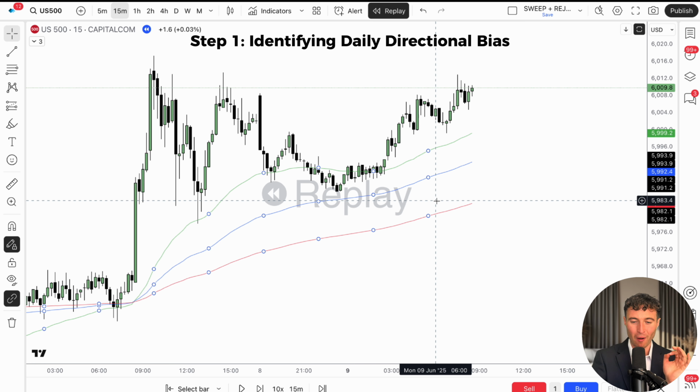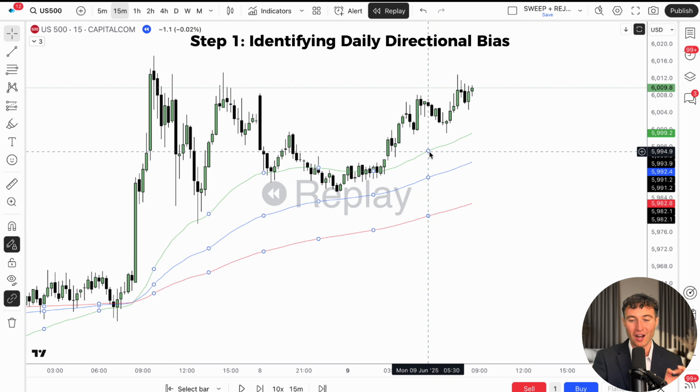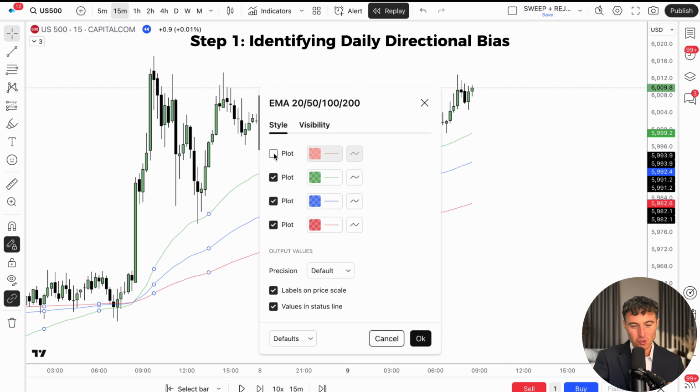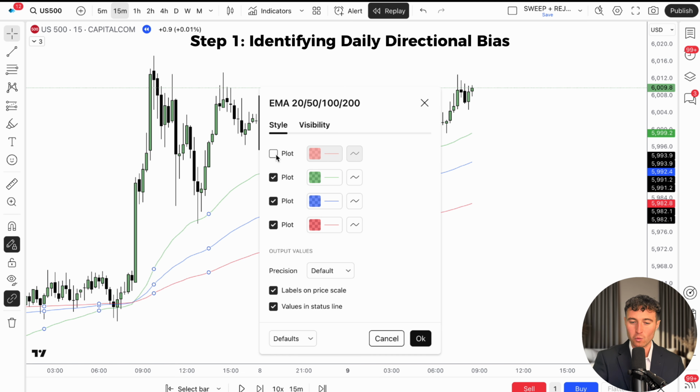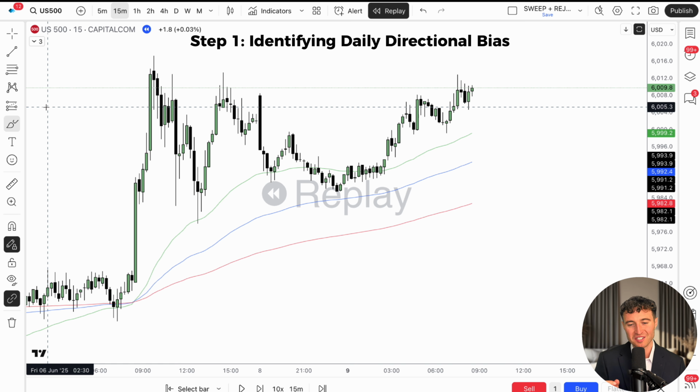Now that it is applied to your chart, I want you to double click the indicator, and then you can uncheck the 20. So this is the 20 EMA right here. We don't need that one. We only need the 50, 100, and 200. Okay, so how do we use this in a simple and easy objective way?